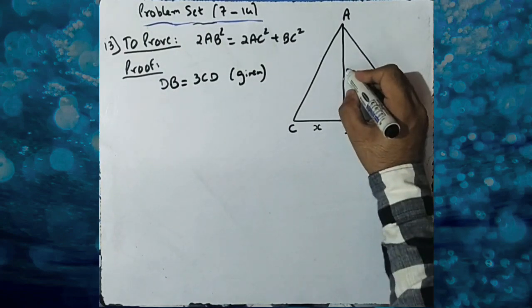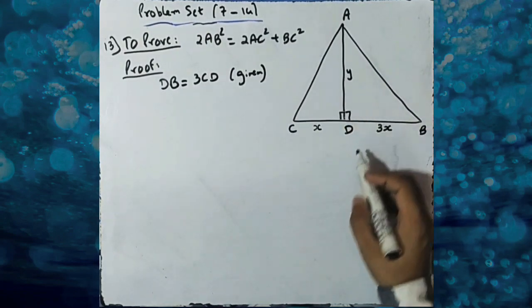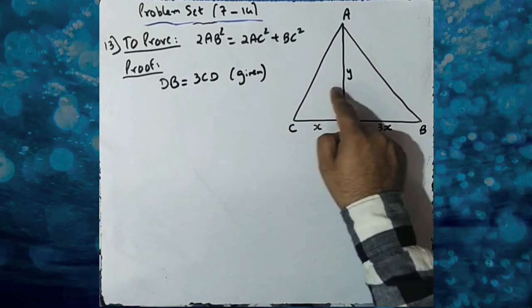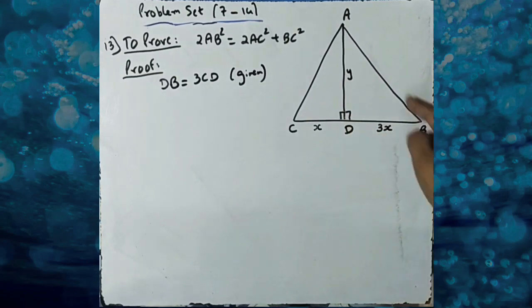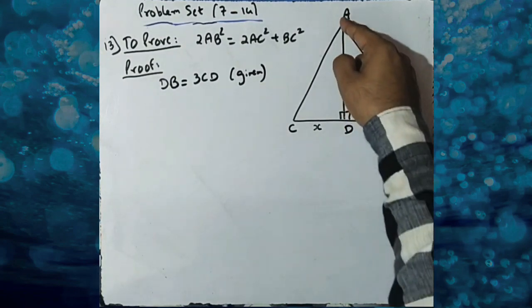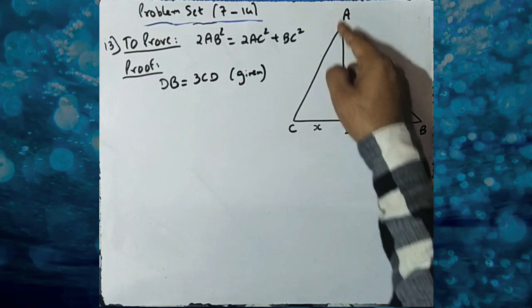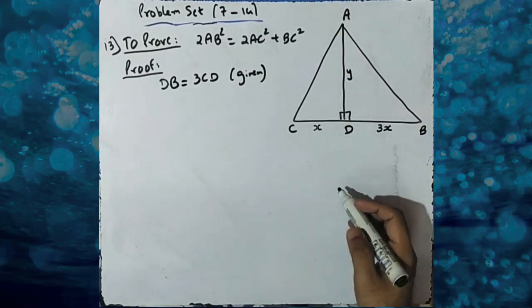Let us consider AD as Y. Here we have two right angle triangles. One is right angle triangle ADB, other is right angle triangle ADC. Let us apply Pythagoras theorem in both.